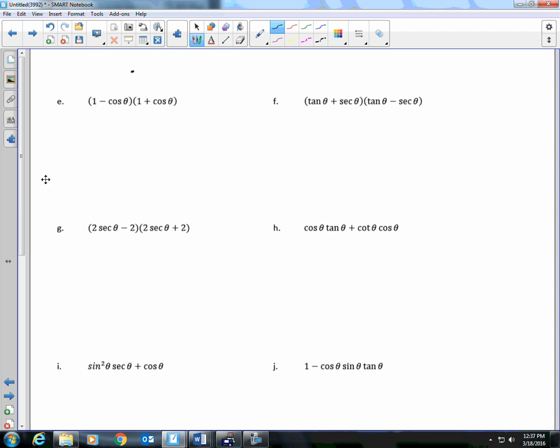I'm going to multiply this out again. 1 times 1. 1 times cosine. Negative cosine times 1. And negative cosine times cosine.